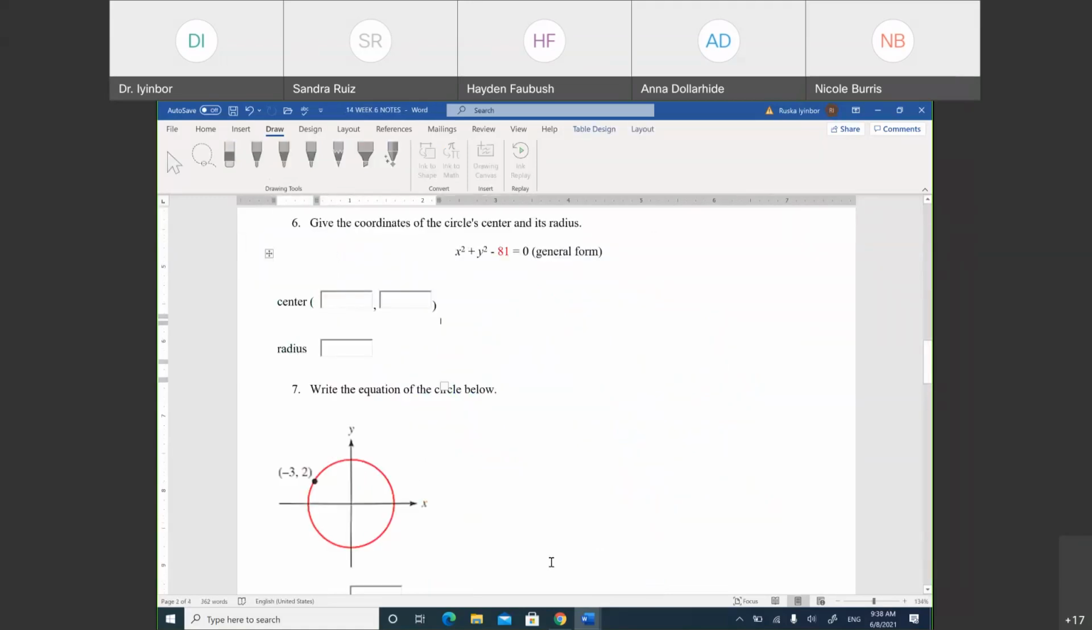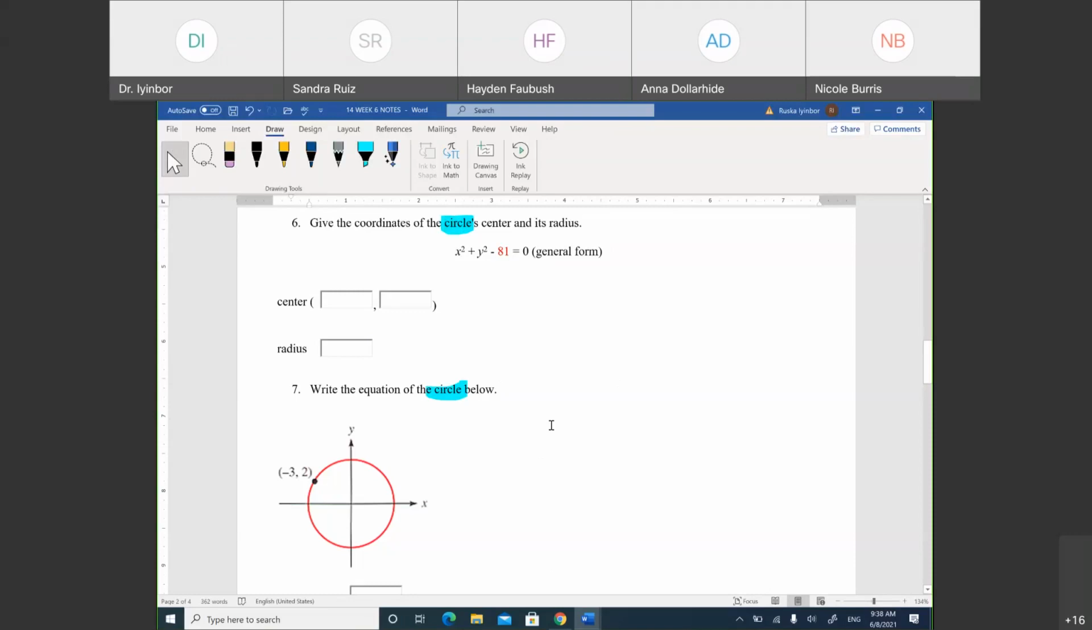So let's start with number 6 and 7. It's about circles. And this is a circle also. So let's start with the circles. So what are you given? We are given the equation of the circle, and we have to find what is the center and what is the radius.